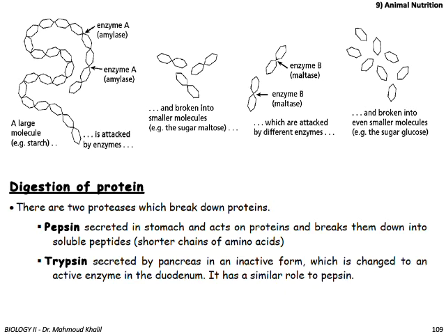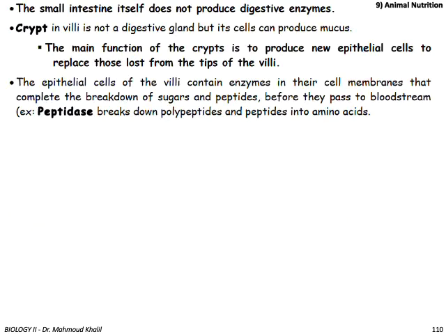Pepsin breaks proteins down into small peptides, shorter chains of amino acids, while trypsin has a similar role to pepsin but is secreted by the pancreas into the small intestine. The small intestine itself doesn't produce enzymes. We have crypts in the villi, so the villi are not a digestive gland, but they can produce mucus.